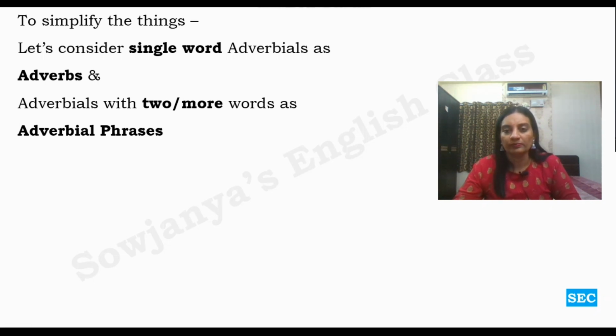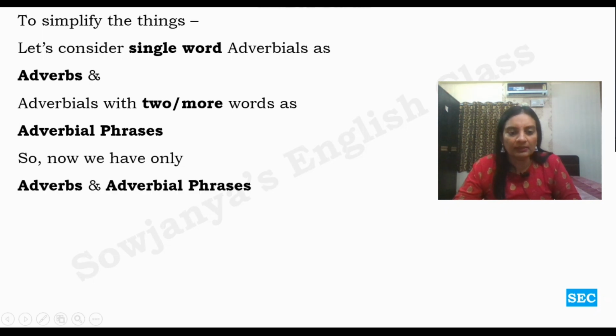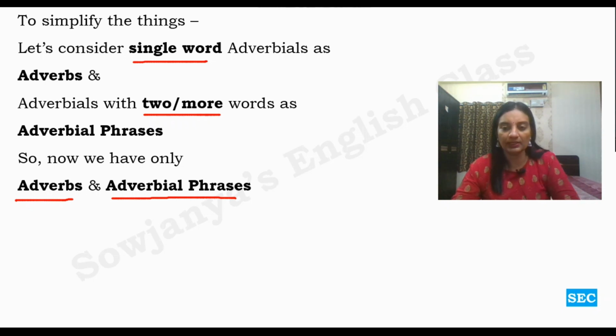So now what do we have? We have only adverbs and adverbial phrases. Is it clear? If we have a single word, we call them adverbs. If they have two or more words, we call them adverbial phrases. Let's practice like this. Don't at all get worried about all these phrases, adverbials, names. Names are really complicated, but things are simple if you observe carefully.